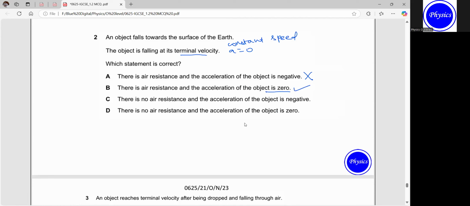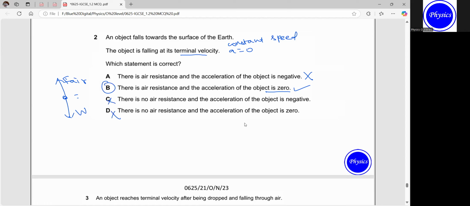We cannot say that there is no air resistance, because terminal velocity is reached only when the downward force due to weight and the upward force due to air resistance are balanced. These two must be equal. Only then is the terminal velocity reached. So there is air resistance and the acceleration of the object is 0. Saying there is no air resistance is wrong. Okay, the next one.